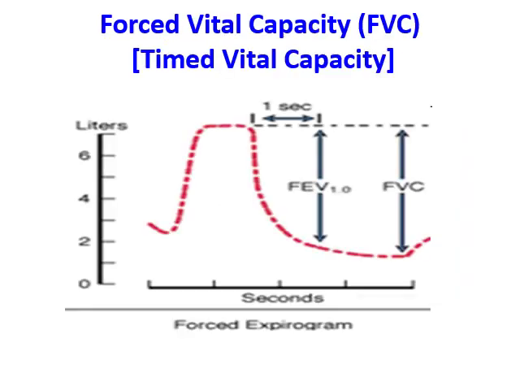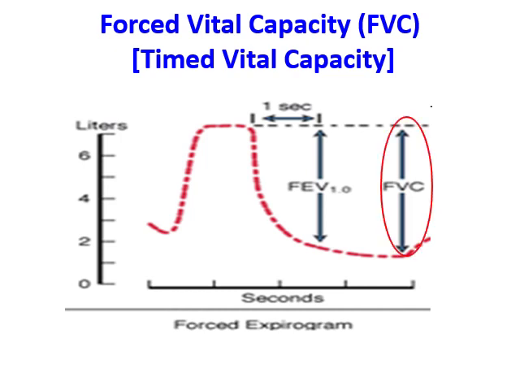Another important parameter in the dynamic lung volumes and capacity is the forced vital capacity or the timed vital capacity. Vital capacity is the volume that can be expired following a maximum inspiration. The forced vital capacity, FVC, is the total volume of air that can be forcibly expired after a maximum inspiration, as shown in the graph.